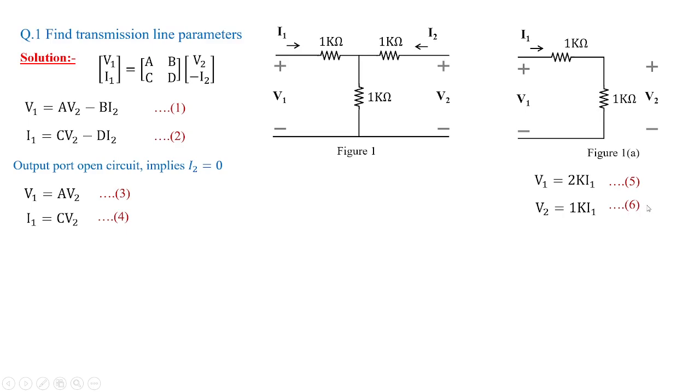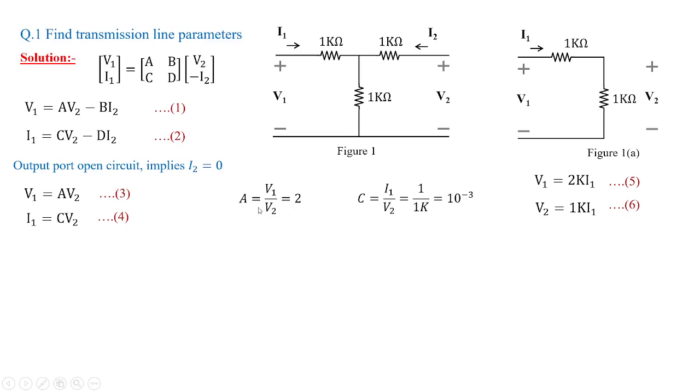Now you just compare the equations 3, 4 with 5 and 6. We are going to get the value of A, which is nothing but V1 by V2. So 2k by 1k, I1 gets cancelled, it becomes 2. The value of A is 2 and the value of C is nothing but I1 by V2. So that value will be equal to 1 by 1k, which is equal to 10 to the power of minus 3. So this is how we obtain A and C.